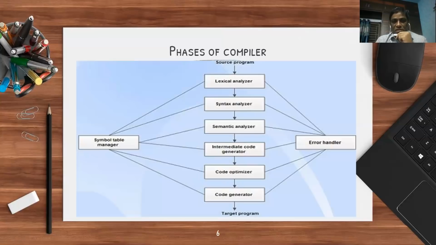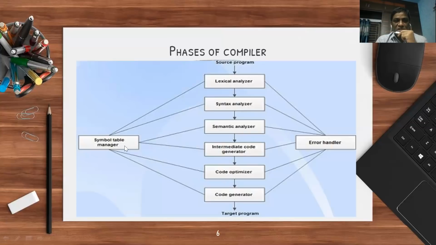Fifth phase is code optimizer. And then sixth phase is code generator. Now, if you look at this diagram, there are two other components which are connected to all these phases. One is the symbol table manager. That means this symbol table is actually connected with every phase of the compiler.